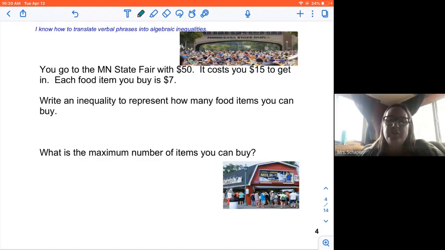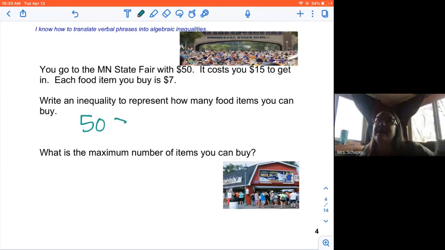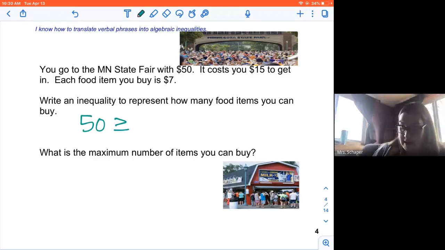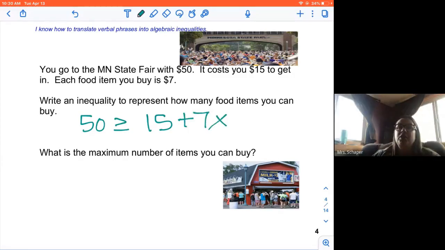So you go to the Minnesota State Fair with $50 and it costs you $15 to get in. Each food item is $7. Write an inequality to represent how many food items you can buy. Okay, so $50 is what you spend. What you spend has to be equal to or less than. Okay, so now what am I buying? I'm paying $15 to get in, and I'm paying $7 per item. So what's the maximum numbers I can buy?